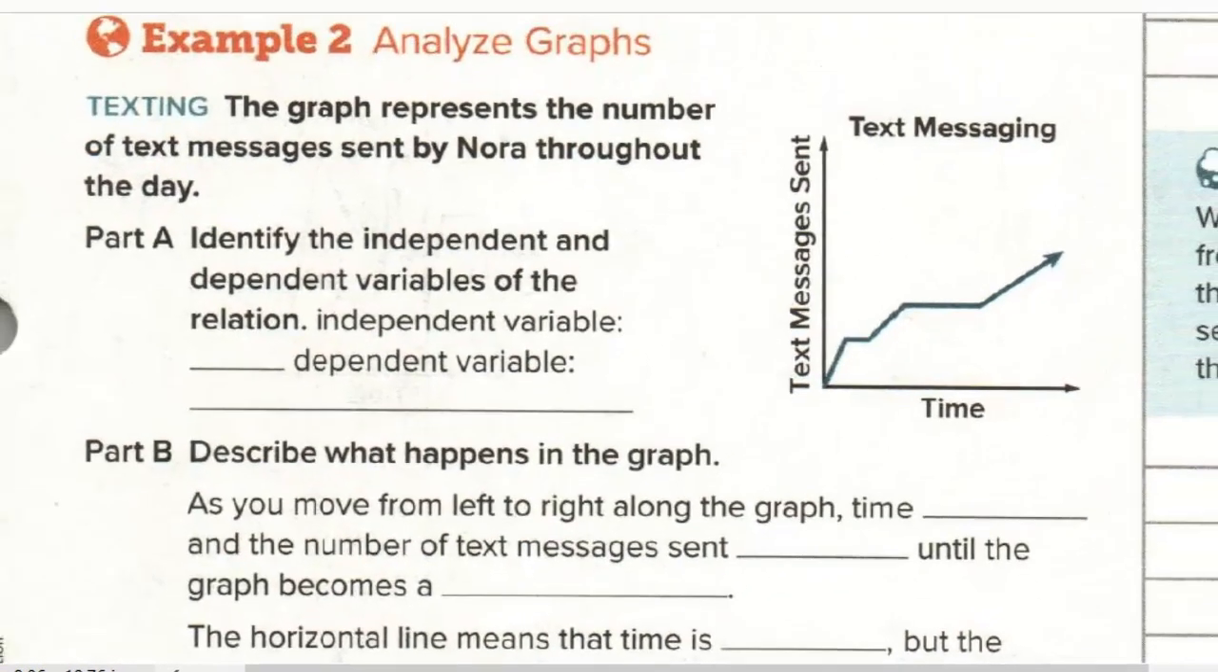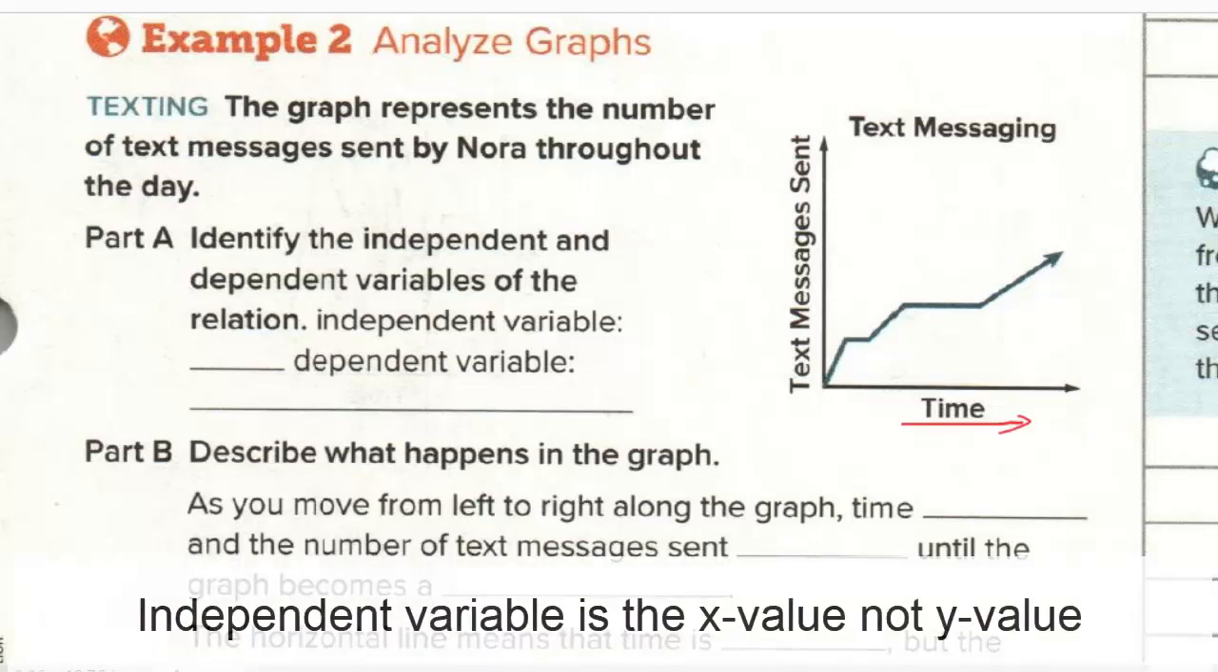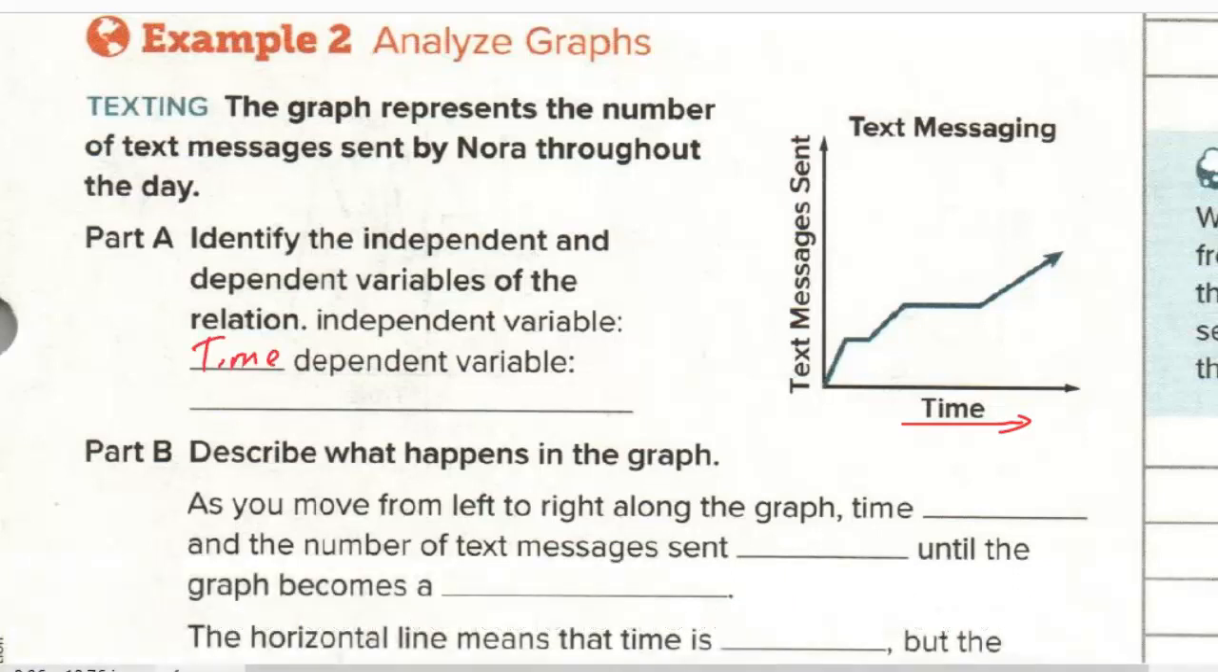Example 2. The graph represents the number of texts sent by Nora throughout the day. Identify the independent and dependent variables of the relation. Based on the way that the table is laid out, our independent is going to be our y value. It's going to be this value going this way, which is going to be our time. And to give you a little hint here, most of the time, whenever you have a time value involved in your graph, it's almost always the input or the independent variable, the domain or the X value.